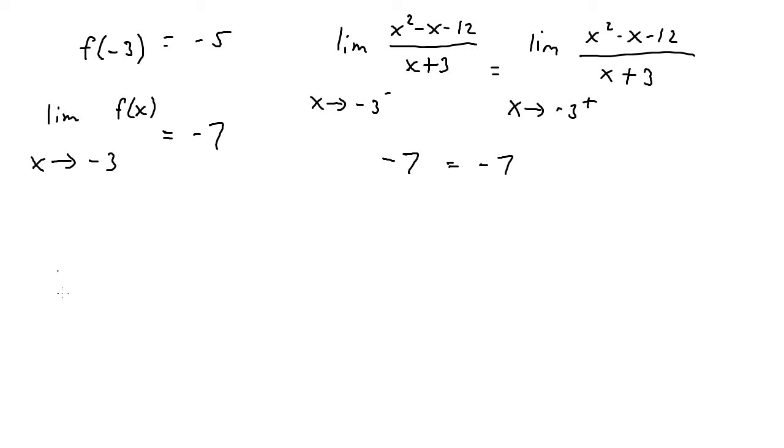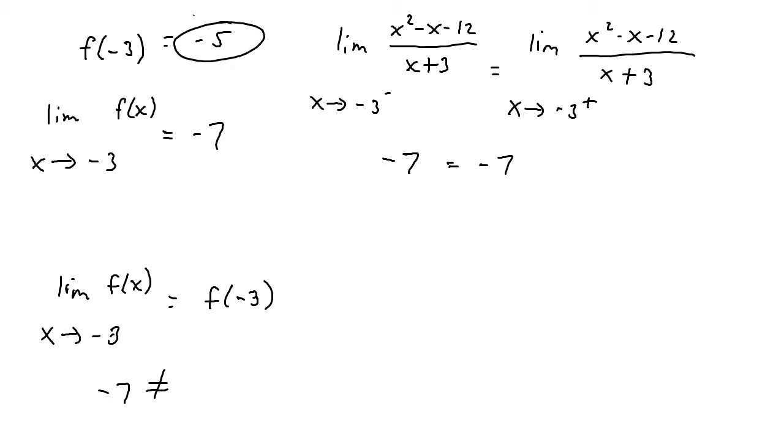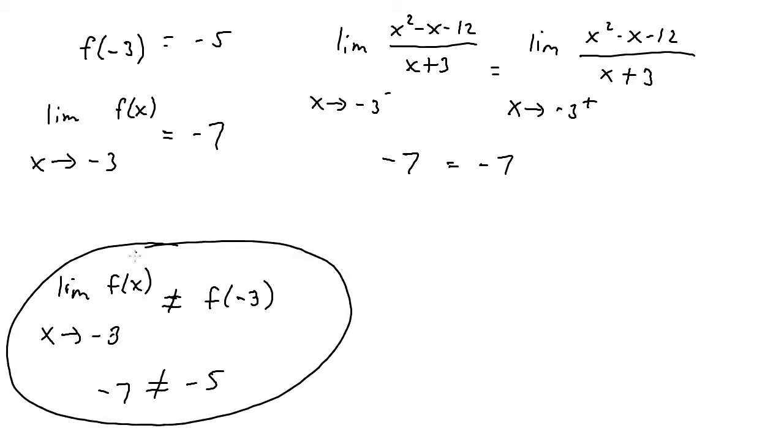So now we can go ahead and test out the third condition, where the limit of f of x as x approaches negative 3 is equal to f of negative 3. Well, however, in this case, the limit is negative 7. Negative 7 does not equal f of negative 3, which is negative 5. So because it fails to meet the third condition, we have to say that the function is discontinuous, once again because the limit does not equal f of negative 3.